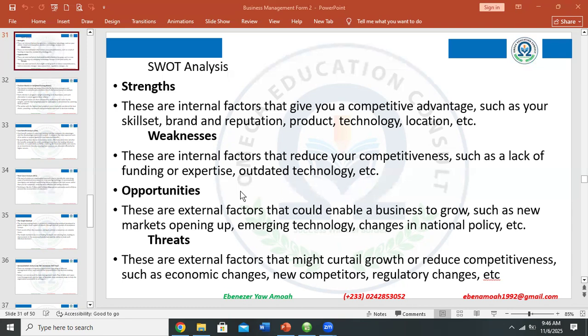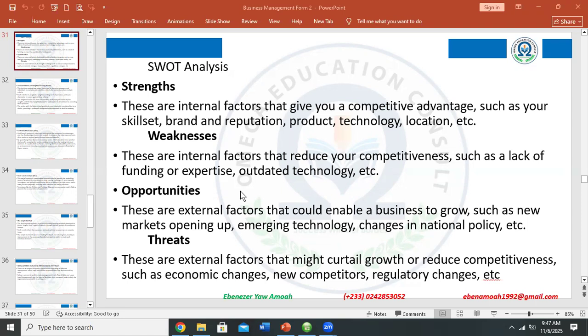The threat mainly comes from your competitors, right? For example, you set up your barbering shop. The next moment, another person comes to set up the same just next to you. You have no control over it. You can't tell the person to stop or shut down the business. So competitors are one of the threats. And then economic changes like inflation and exchange rate. No business in Ghana has control over the exchange rate, right? But it affects its operations. So that is also about the opportunities and the threats.